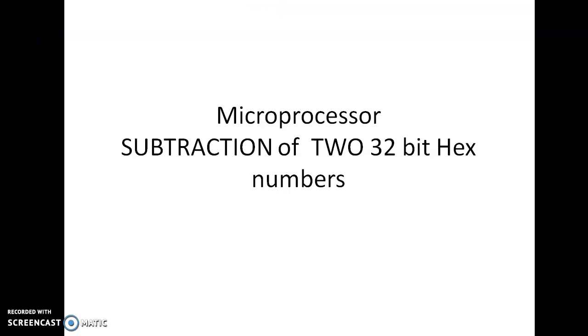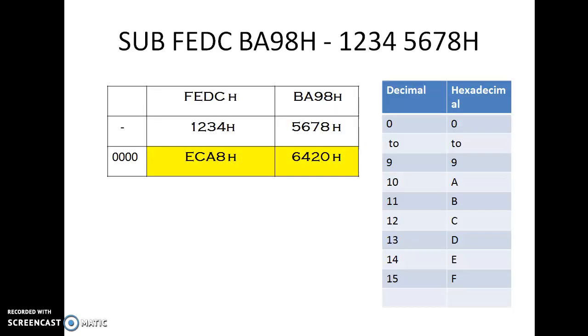Hello all. In the last class we discussed 32-bit addition of two hexadecimal numbers. In this class we will see the subtraction of two 32-bit hexadecimal numbers using MASM software. The question given is, we have two 32-bit hexadecimal numbers and we need to perform the subtraction operation and then give the result to be used in the MASM software.